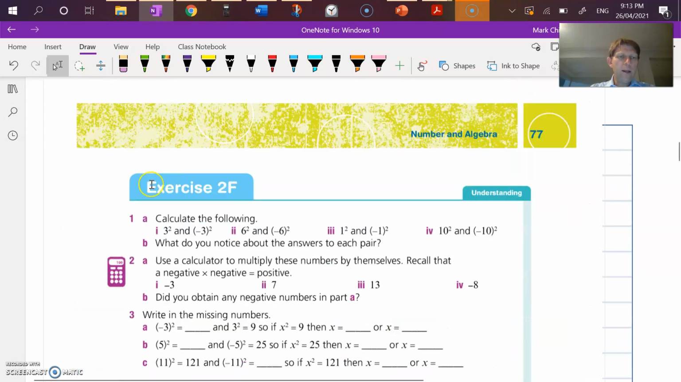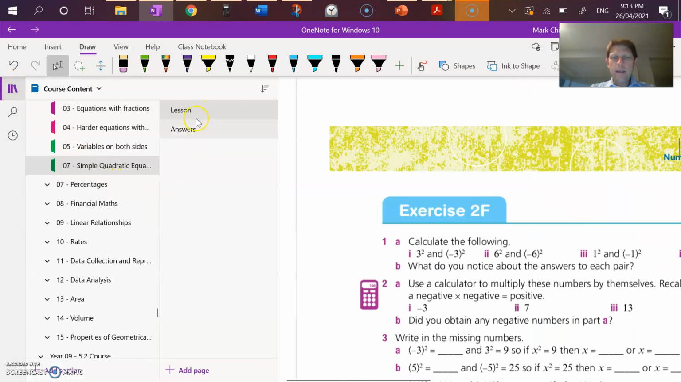If you're working from OneNote, I have the answers in the other tab here. However, if you've got the textbook, obviously the answers are at the back of the book. But remember, your answers aren't as important as your solutions. Make sure you write good solutions. And that's it for this lesson.